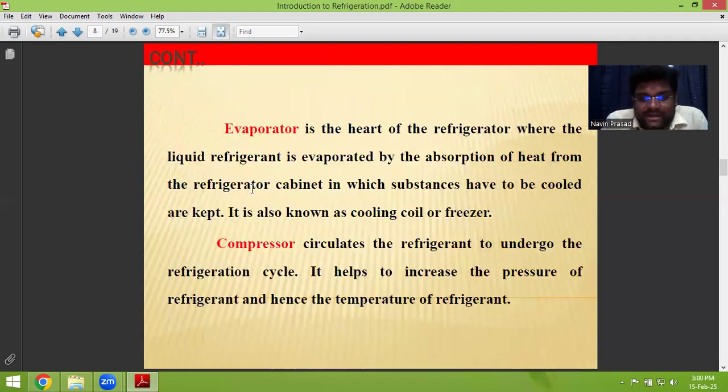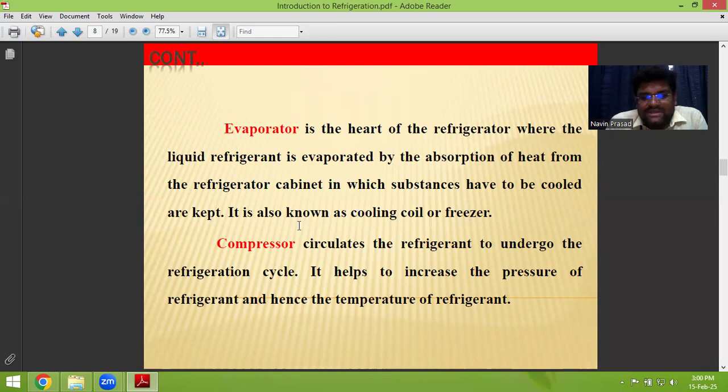The evaporator is the heart of the refrigerator, where the liquid refrigerant is evaporated by the absorption of heat from the refrigerator cabinet, in which the substance has to be cooled or kept. It is known as the cooling coil or freezer. It is nothing but the fridge, in which we keep our substances like water, fruits, and vegetables. What we keep inside the fridge is called the evaporator.